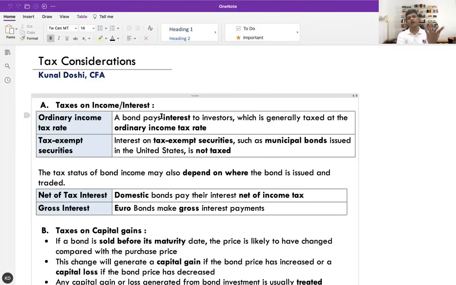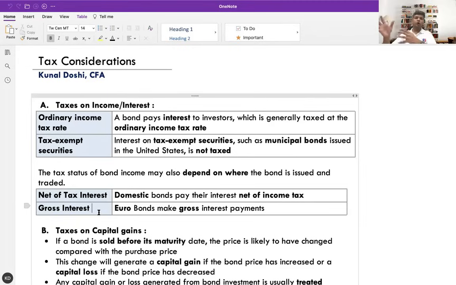Okay. Yeah. So there are many bonds, especially corporate bonds and domestic bonds. When they pay you interest, that interest is already tax deducted. So let's say if you are going to get a 10% coupon and the tax rate is 30%, you will eventually get 70% only in your hand. Are you getting it? So domestic bonds are generally net of tax interest.